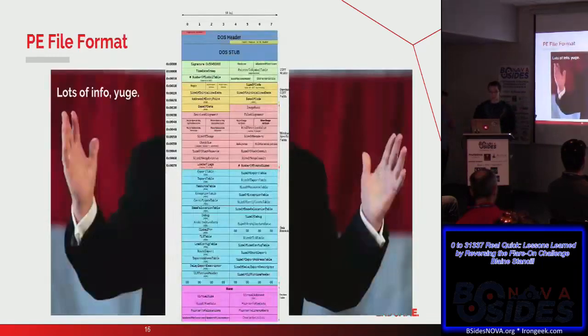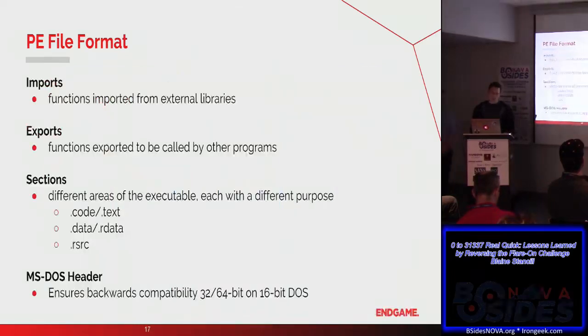The format itself is big. You don't need to be intimately familiar with all the nitty-gritty details unless you seriously want to become a reverse engineer or a malware analyst. But of those, these are some of the most important parts of the PE file format: imports, exports, different sections, and maybe even sometimes the DOS header.